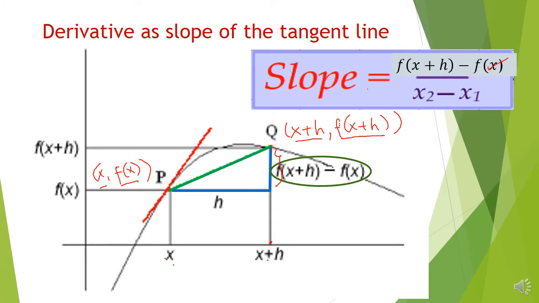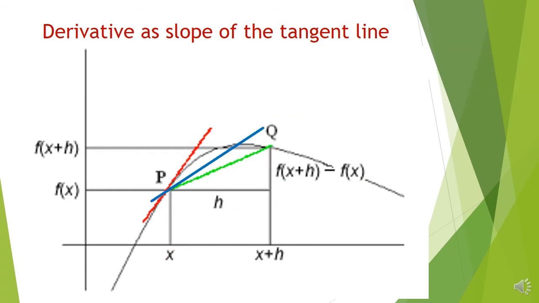And then the difference of these two x values, x plus h minus x, that will be h. Given by this blue horizontal line segment here. That will become our denominator. Okay, so let's plug it in there. So there you go. That will be for the slope determined by the line segment PQ.